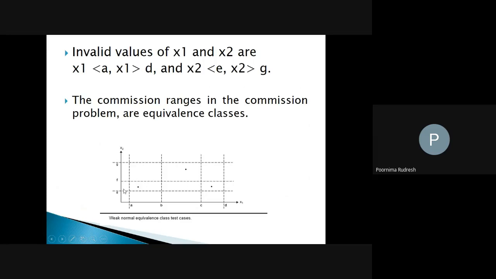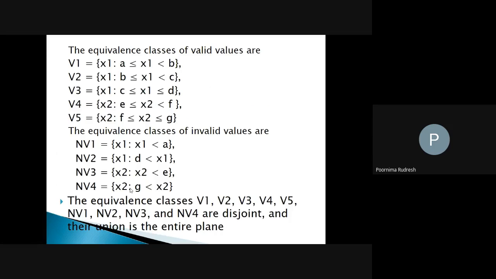So for x2, if it ranges from E to F, that is a valid case that we treat as V4, and one more is from F to G, which we treat as the valid value V5. So all five values are treated as valid input cases, the valid input values. Okay, similarly, we'll consider the invalid values.